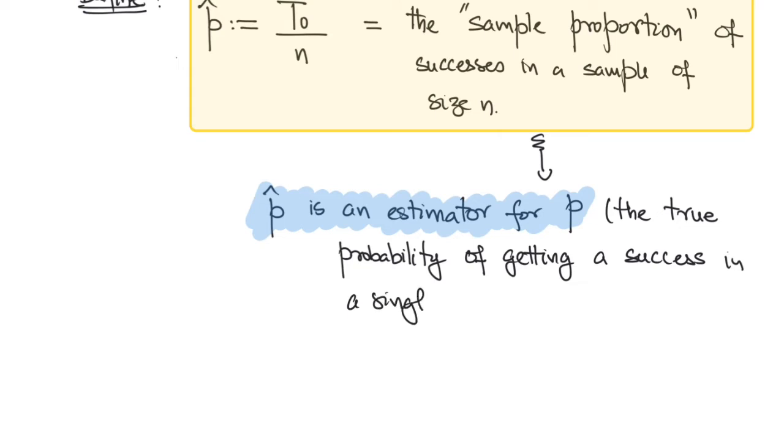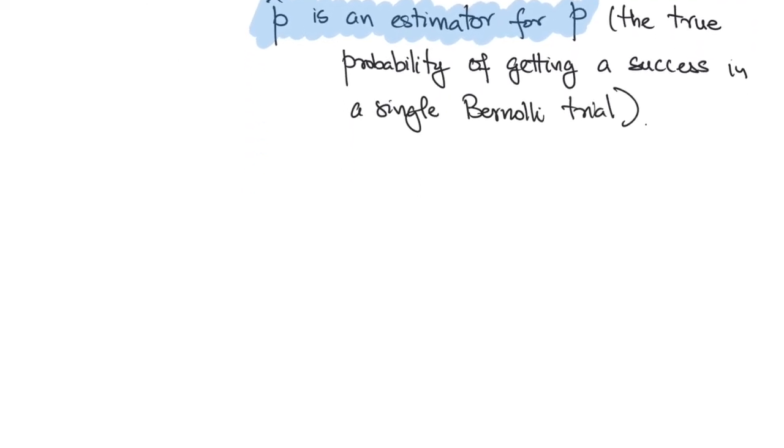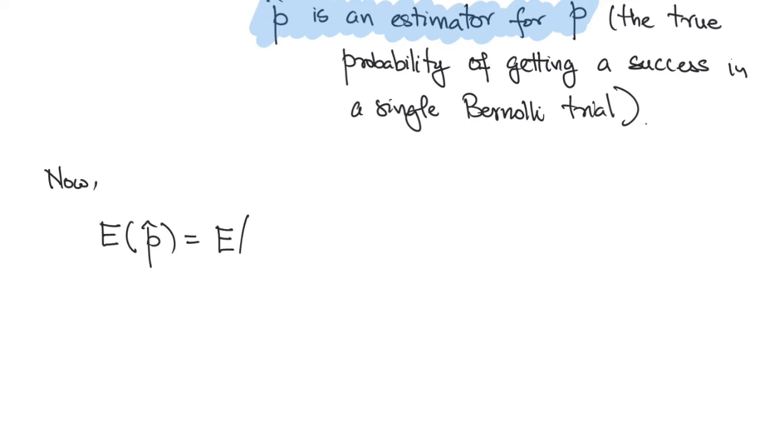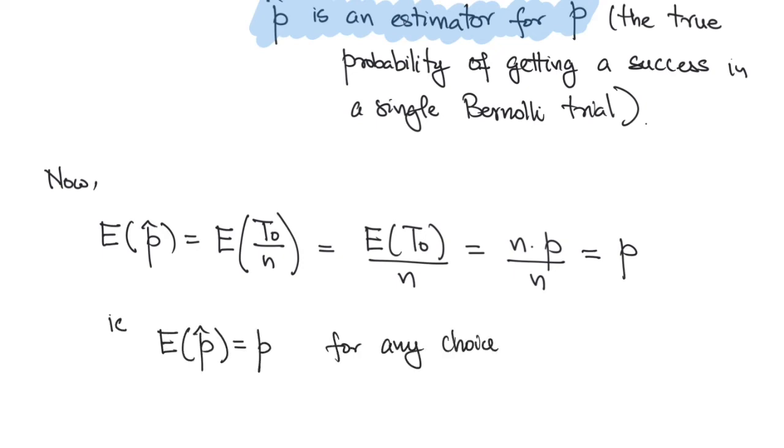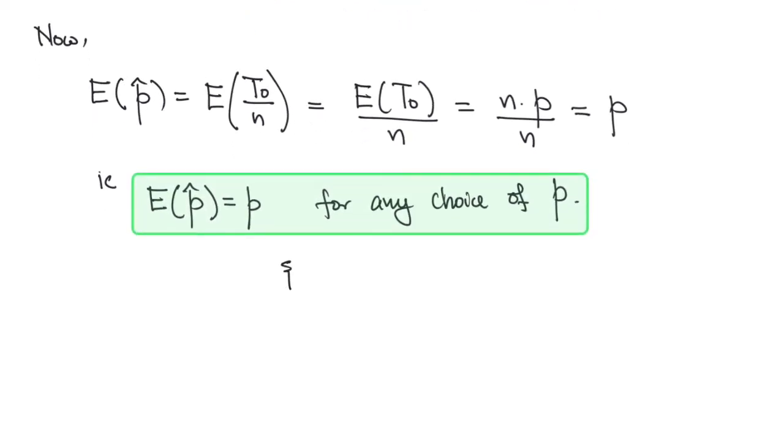We would want to analyze our estimator p hat for some of the properties that we have studied so far. For example, let us check if p hat is unbiased, and to do so, we would have to calculate the expected value. And as you can follow through this calculation, we notice that the expected value of p hat is in fact going to be equal to p for any given choice of p that we begin with.